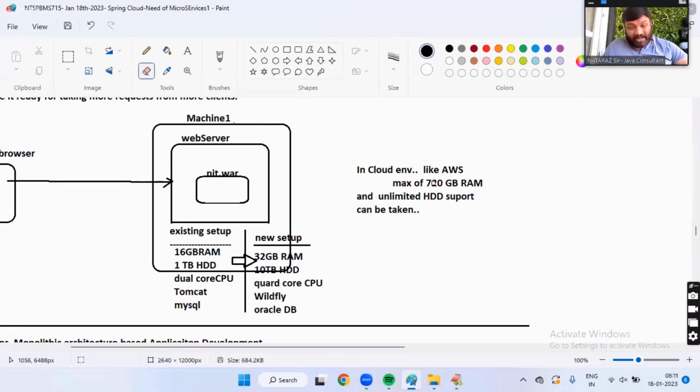This is a bigger number compared to our regular hardware. In our laptops and regular desktops, can we take 720 GB RAM? Is it possible? But in the cloud, it's definitely possible.